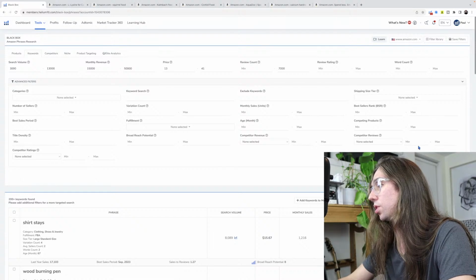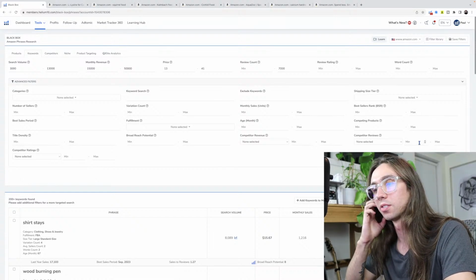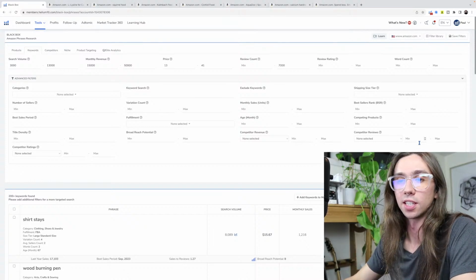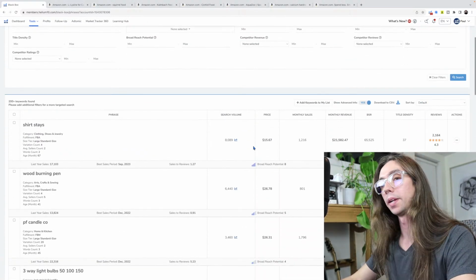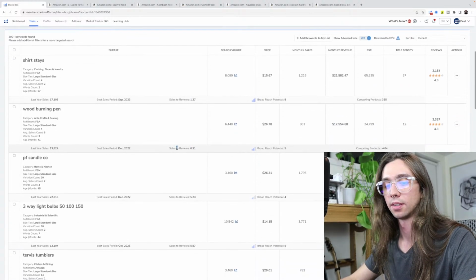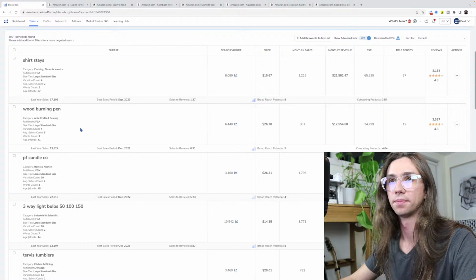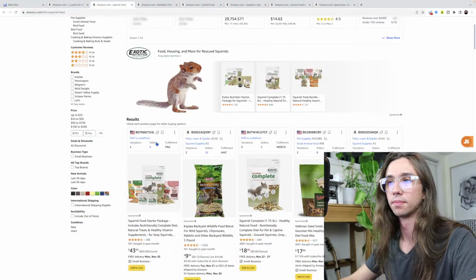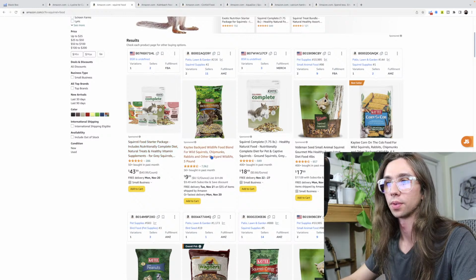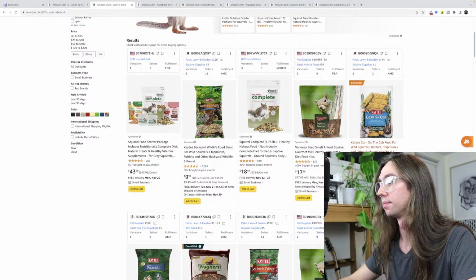What's in the squirrel food? Just a bunch of nuts. It's like nuts and seeds. Some of them are just peanuts, which is kind of funny that they're selling those as squirrel food. But yeah, it's just like what you would put out for birds. A little bit more hardy. Like corn. Let's look at this one. 5,000 bought. Some of them are just corn.